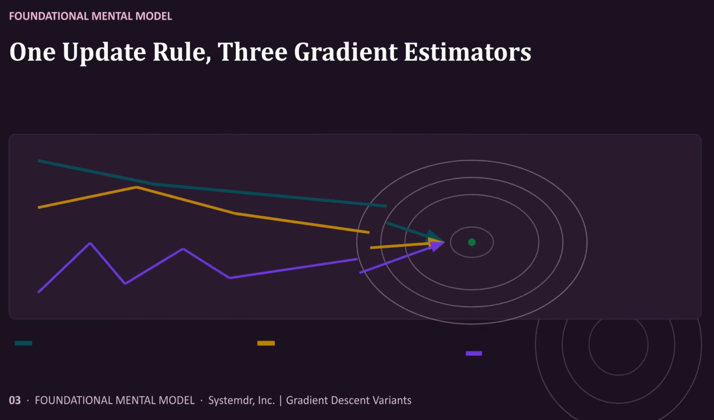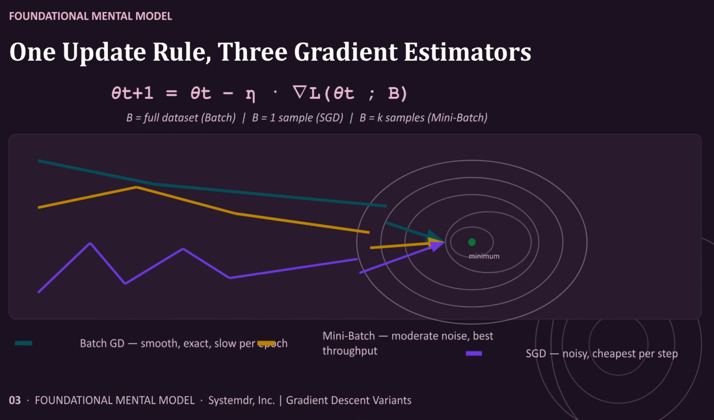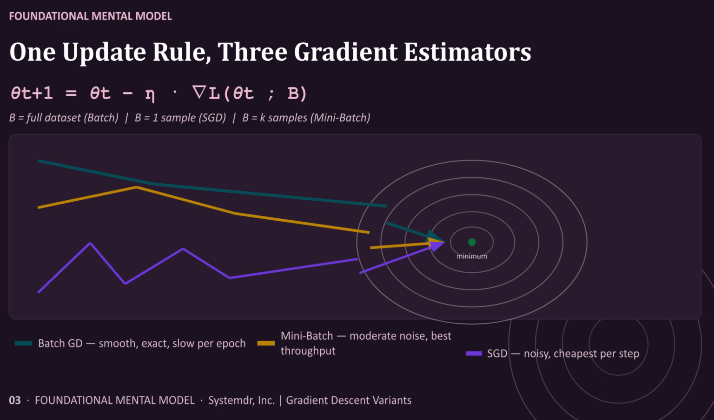This is the one equation I want you to hold on to for the rest of the talk. Theta at the next step equals theta now, minus the learning rate times the gradient of the loss with respect to theta evaluated on B. Every variant we talk about today is this exact same line, only B changes. Full dataset, that's batch. One sample, that's SGD. Some batch of K samples, that's mini-batch.